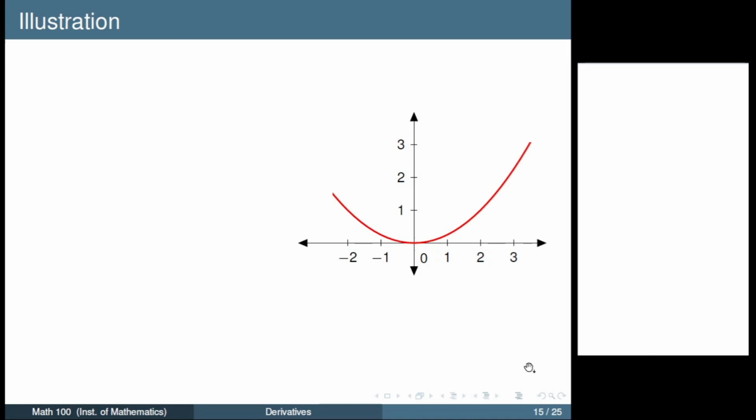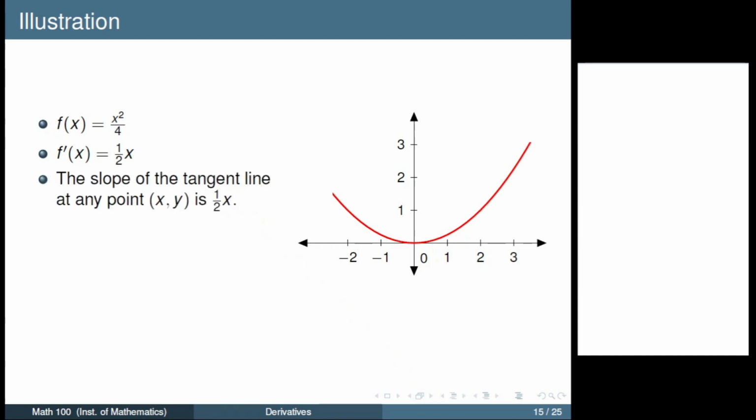Illustrate natin pa siya furthermore. So let's say for example, we have this curve, x squared over 4. Given yung graph niya here. We get the derivative. Pag differentiate natin to magiging 2x over 4. Pero ang 2 over 4, 1/2 lang. So, that's 1/2 x. Ibig sabihin, the slope of the tangent line at any point in the curve is just 1/2 x. So, kuha tayo ng examples for x.